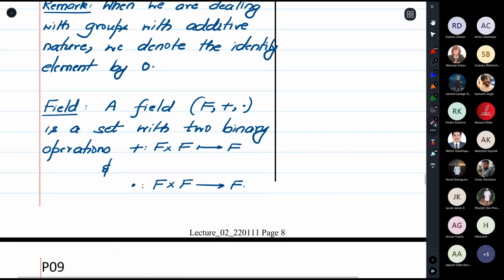Okay, so let me pause here for a second or two. If there are any questions with regards to this definition or concept of a group, this may be a good place to ask. Do you have any questions? All right, I don't see any raised hands, so maybe I advance.